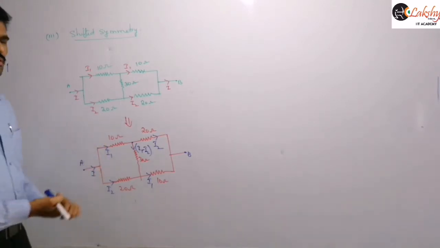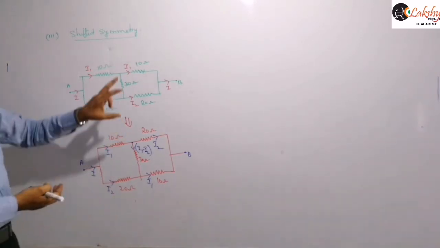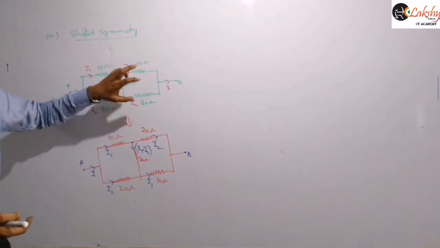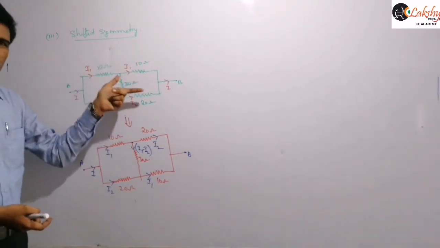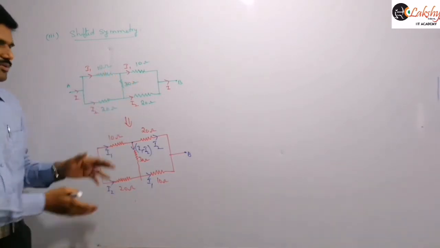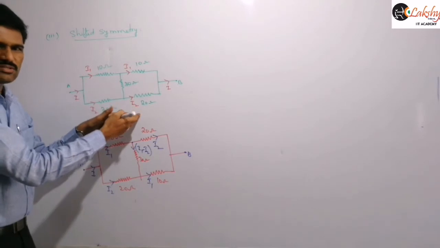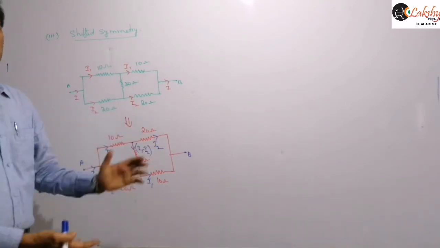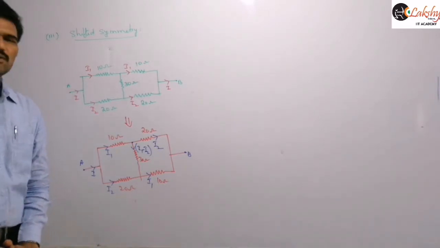This is nothing but what we call shifted symmetry. Even though, from the balanced Wheatstone bridge condition, the resistors are shifted, the current flowing through those resistors remains the same. Initially I2 is flowing through the 20 ohms, and here also it flows through the 20 ohms. That is what we call shifted symmetry, right?